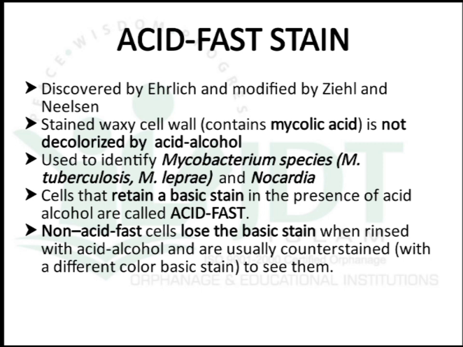The property of a cell to retain the basic stain or primary stain in the presence of acidic alcohol is known as acid fastness, and the organism showing that property is known as an acid-fast microorganism. The microorganism which loses the basic stain during acid alcohol decolorization is known as non-acid-fast bacteria. The main property of resistance towards decolorization is due to the presence of a waxy cell wall containing mycolic acid. The cell which has this mycolic acid will resist the decolorization and show the color of the primary stain, and that is known as acid-fast bacteria.